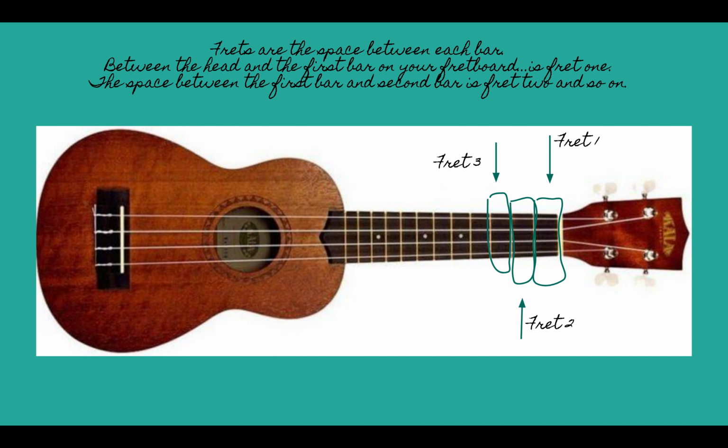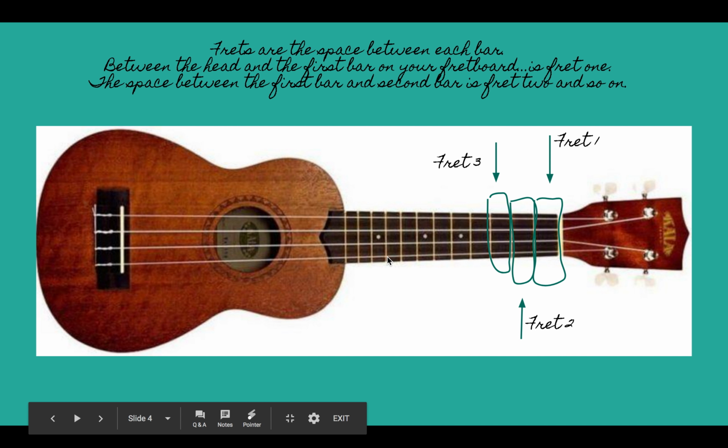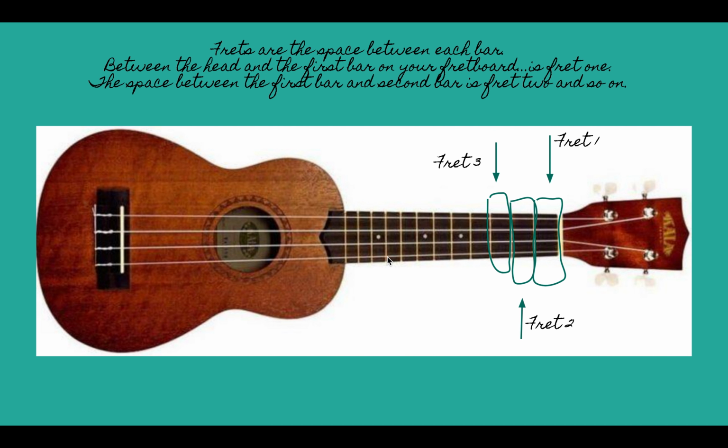So the frets are the spaces between each bar. Between the head and the first bar on your fretboard is fret 1. The space between the first bar and second bar is fret 2, and so on. If you want to take a look at that diagram, if you had any confusion about what frets are, this should clear it up for you, okay?